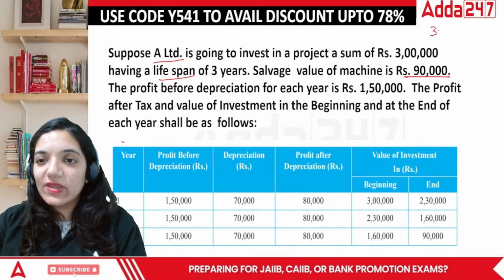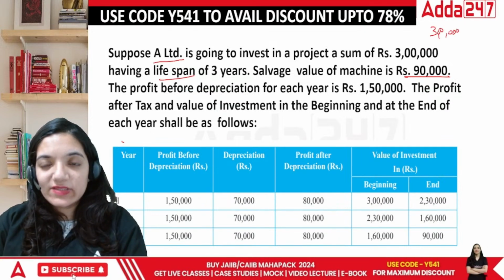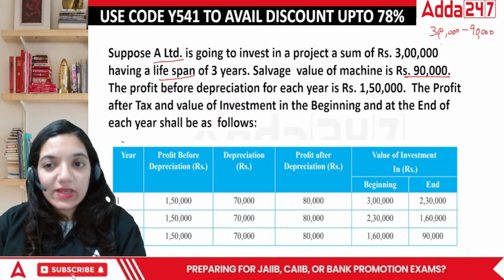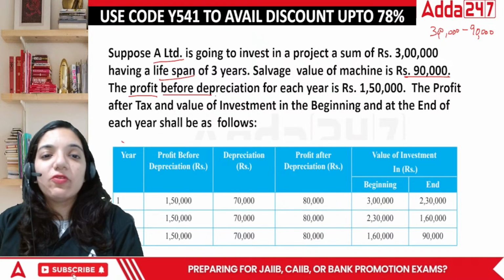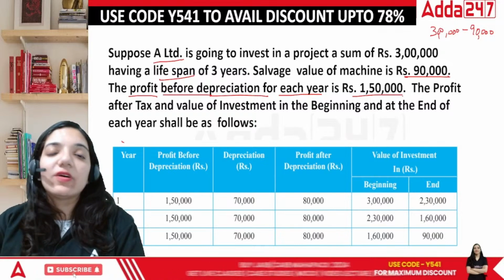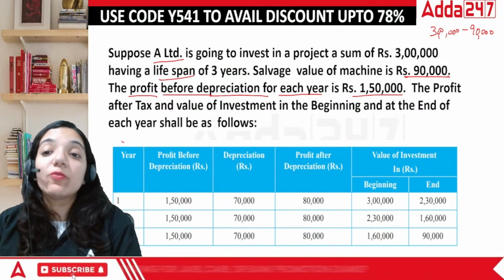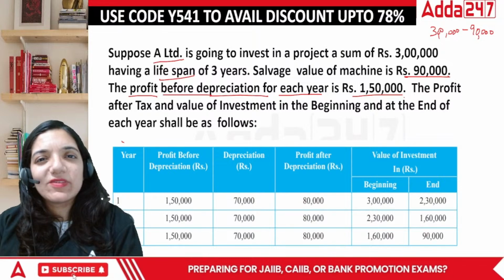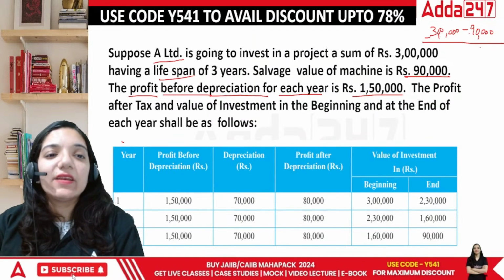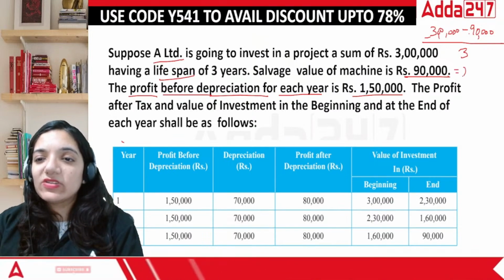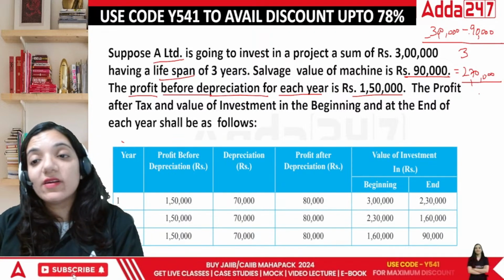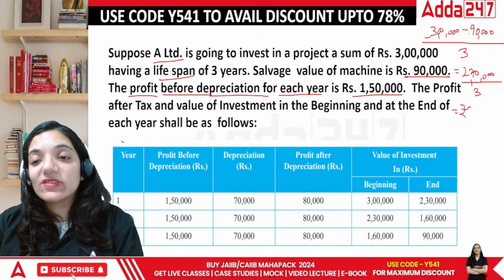Matlab 3 lakh is the value of the asset minus 90,000. That is what you are getting out of it. The profit before depreciation for each year is 1,50,000. Matlab you earn 1,50,000 as your profit before putting the depreciation. How do we calculate depreciation, everyone? Cost minus salvage value divided by number of years. That means you have 2,70,000 as the depreciation total. Divide by 3 years, that means rupees 90,000.